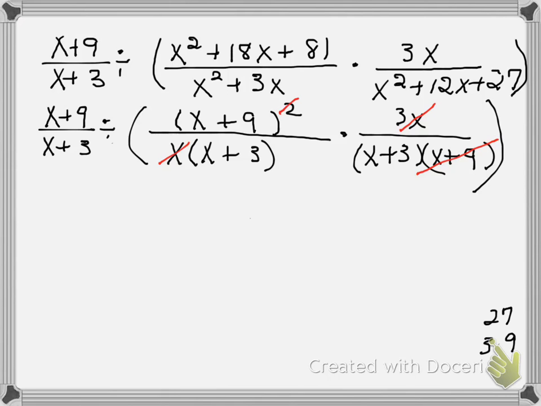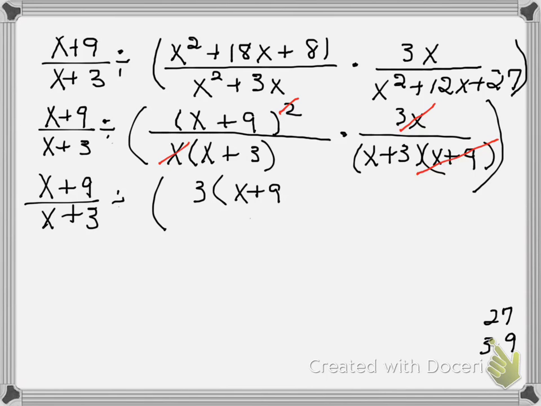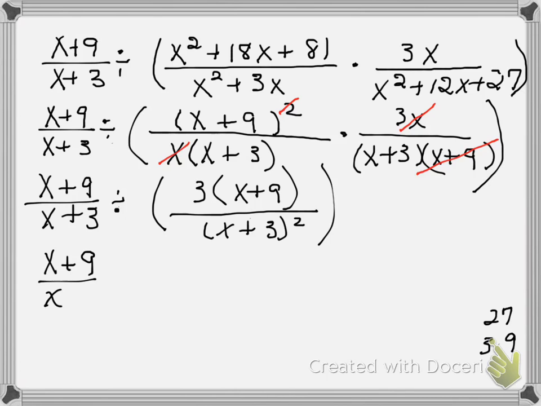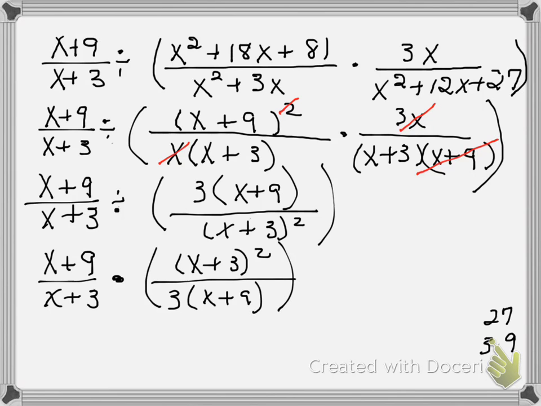All right, let's rewrite the problem, see what it looks like without all my crossing out, so that I have the first term, (x + 9) divided by (x + 3), divided by, I still have a 3 and an (x + 9) in the numerator, and (x + 3) times (x + 3) is (x + 3) squared in the denominator. Okay, now I'm ready to perform the division. If I am dividing rational expressions, I multiply by the reciprocal. So I put the (x + 3) squared in the numerator and the 3 times (x + 9) in the denominator.